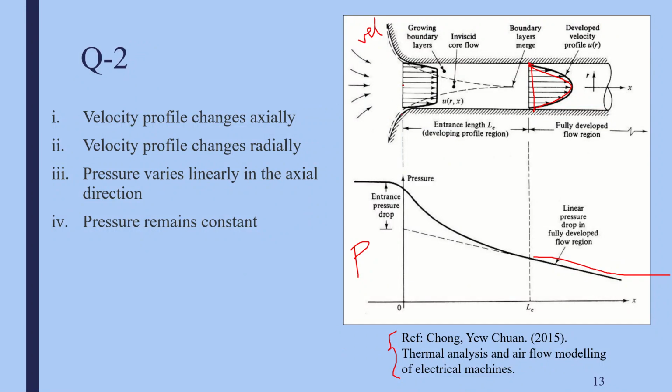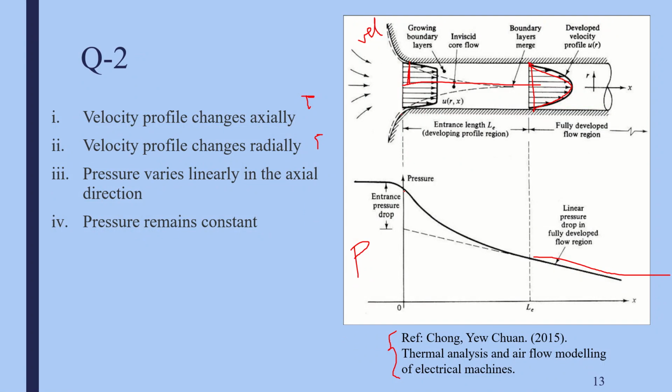The first option is velocity profile changes axially. As we can see, the velocity profile is changing axially, so this is a true statement. The velocity profile keeps on changing axially until it reaches fully developed flow. And the velocity profile changes radially. This again is true, as we can see that it is not constant. It is changing radially.